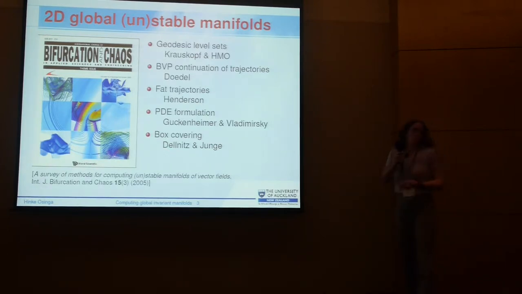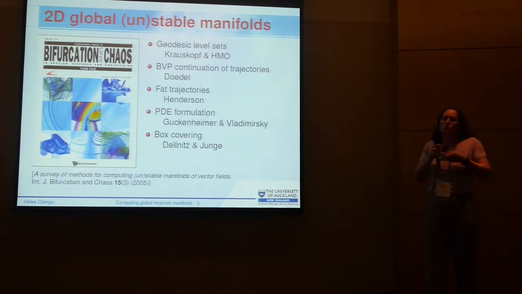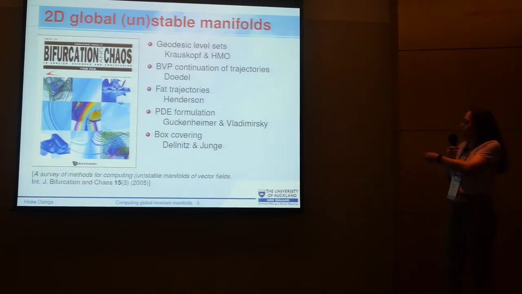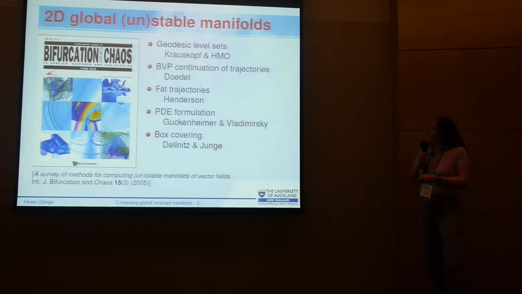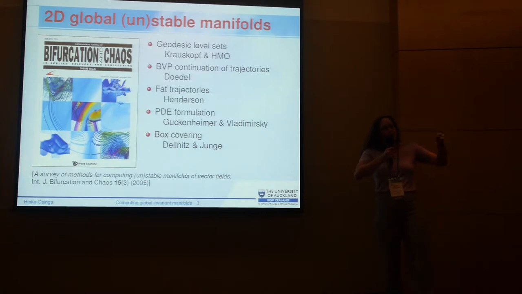Now, there's also a method for doing this in a PDE context. You can formulate the invariance of the manifold as a PDE problem and solve that. That's by Guckenheimer and Alexander Vladimirsky. Then the final one is a bit of a different approach. It's finding an outer covering. So the box has the dimension of the phase space, and you try to find boxes that have a particular diameter, and you find the whole family of boxes that you know the manifold lies inside of. And the fewer boxes you have, the better.